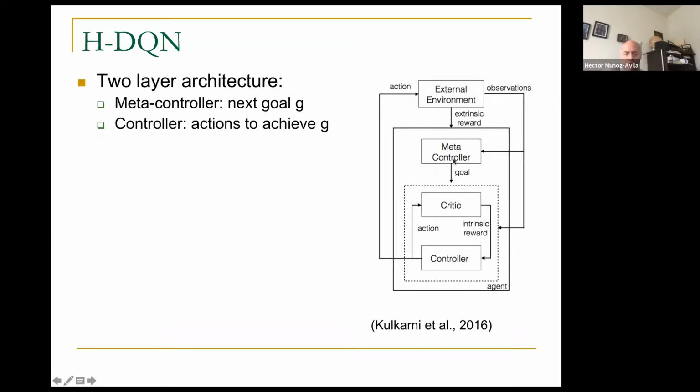One is the meta controller and the other is the controller. The job of the meta controller is to generate the next goal, and the role of the controller is to achieve that goal. So the meta controller will produce a goal, and the controller will start executing actions in the domain. It's reinforcement learning, so it's planning and acting in the environment at the same time. And there's this critic here. This critic is just checking whether the goal has been achieved or not. It will continue acting until it reaches the goal. When it reaches the goal, it will go back to the meta controller and produce the next goal.